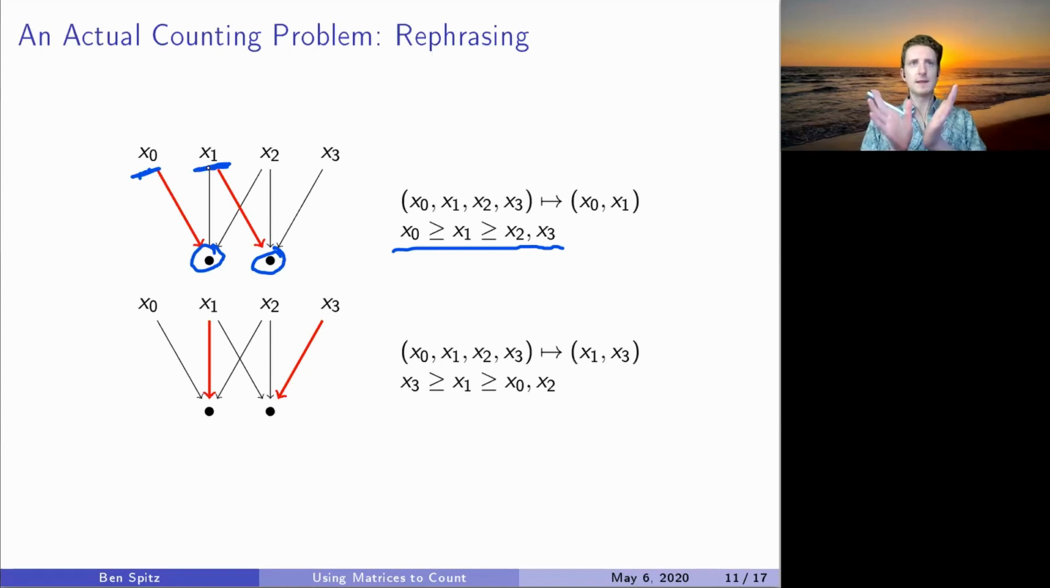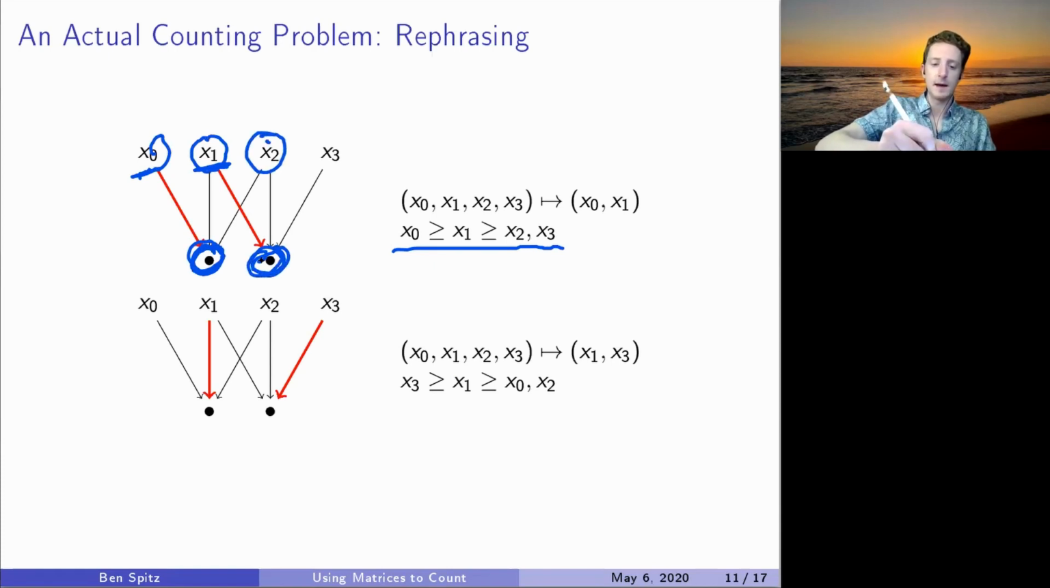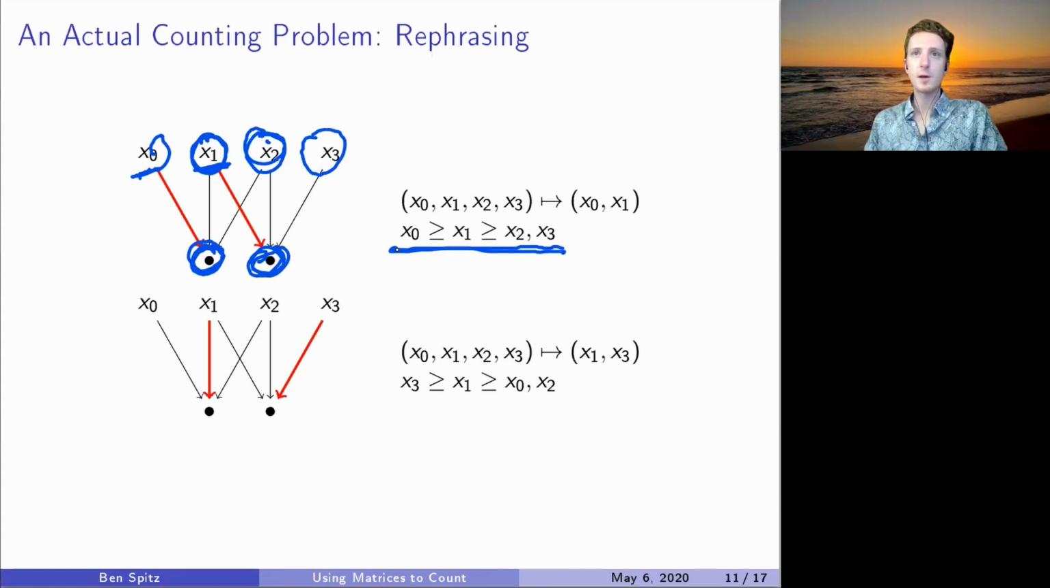And I can't make this region any bigger, because then these two outputs might not always be x0 and x1. If this output is going to always be x0, it better be the case that x0 is bigger than or equal to x1 and bigger than or equal to x2. And if this is always going to be x1, that means that x1 better be bigger than or equal to x2, and bigger than or equal to x3. And so that's how I get this piece here. So hopefully that makes sense.